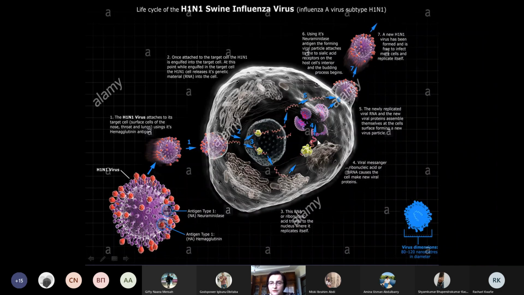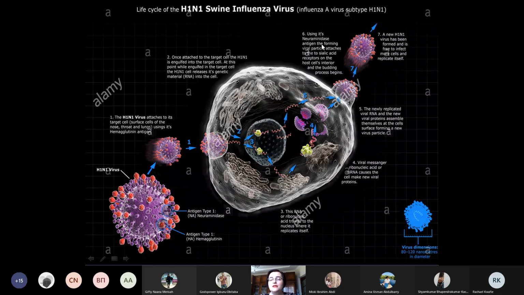All this viral mRNA goes to the endoplasmic reticulum and produces new viral proteins. The newly replicated viral RNA and the new viral proteins assemble themselves at the cell surface, forming new viral particles.